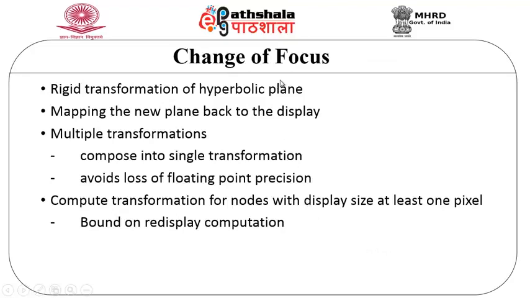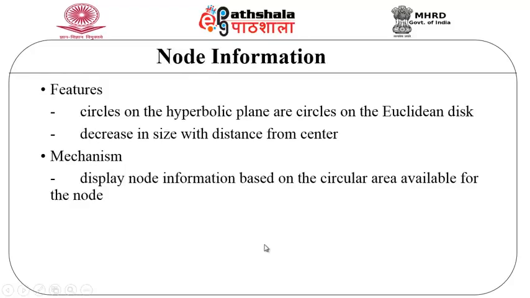If you look at the change of focus issue, it is a rigid transformation of the hyperbolic plane, mapping the new plane back to the display, and there are multiple transformations which compose into a single transformation and avoid the loss of floating point precision. Try to compute the transformation for nodes with a display size of at least 1 pixel, and it is a bound on redisplay computation.